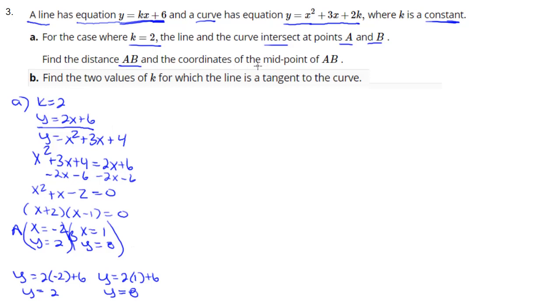Now the thing is, I did a lot of work, but I didn't answer the question. The question says find the distance or the length of AB. So what I've got to do is use the distance formula to find the length of AB, and then I have to find the midpoint of AB. So first, the distance formula is this. I hope you remember it. Now what I want you to do is pause it and then find the length of AB, and then start back up again, and we'll compare.